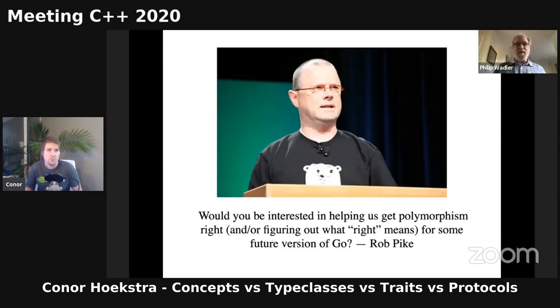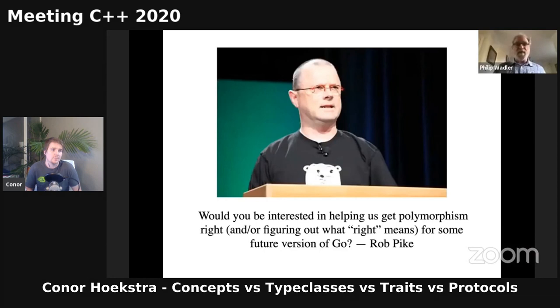Philip Wadler, the individual I mentioned earlier from the 1988 typeclasses paper, has been reached out to by Rob Pike, one of the designers of Go, who asked him to help add parametric polymorphism to Go 2.0. So if you're a Go developer hoping that parametric polymorphism gets into Go, that might be coming in the future. So parametric polymorphism is really important, in my opinion.